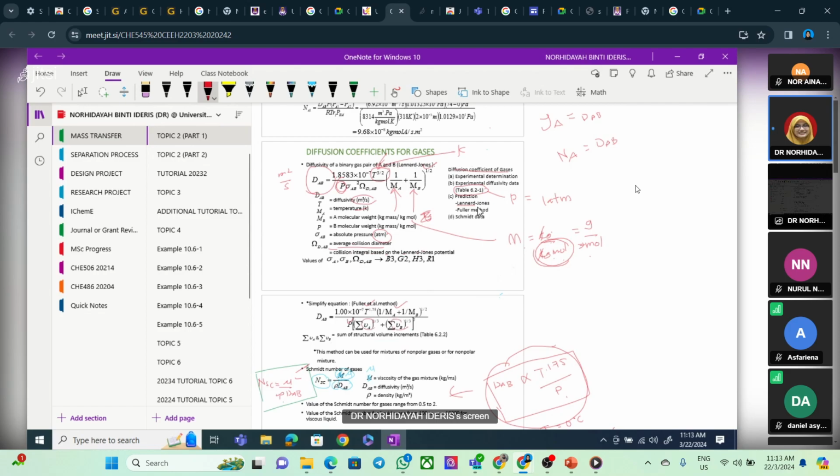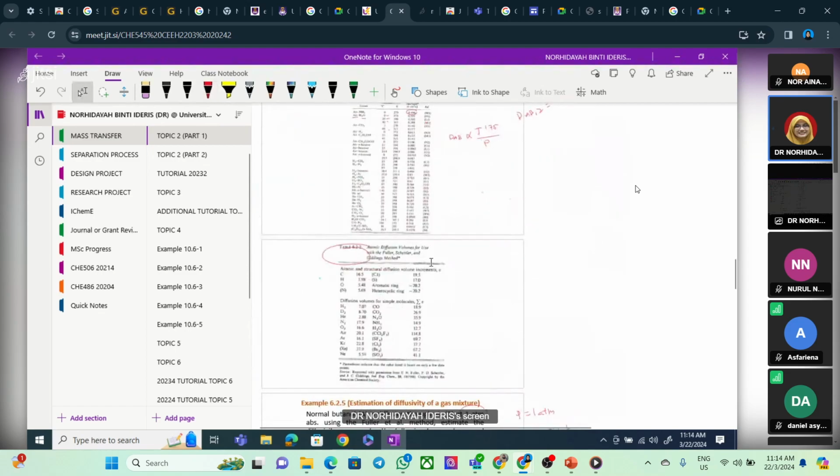And then please take note that this v here is not a velocity. Biasanya kalau small v kita refer to velocity, right? In fact kat dalam topik 3 nanti pun kita ada guna nilai velocity v. Tapi dalam case ni v here refers to the sum of structural volume increment. And how to get this value is by referring to table 6.22 here. Okay, ni table 6.22. So again, in a new version of the book, perhaps the label of the table is different, but it's still similar content, which is the atomic diffusion volume for use with the Fuller equation.